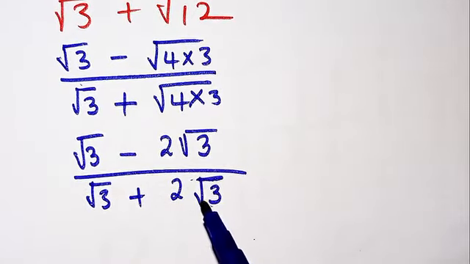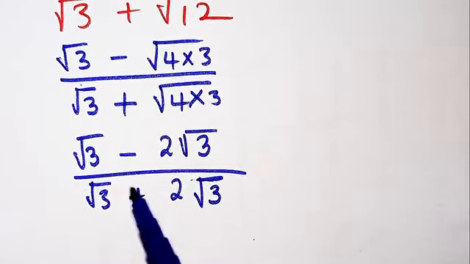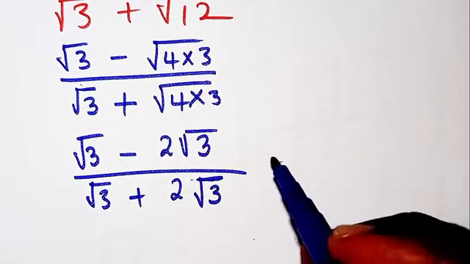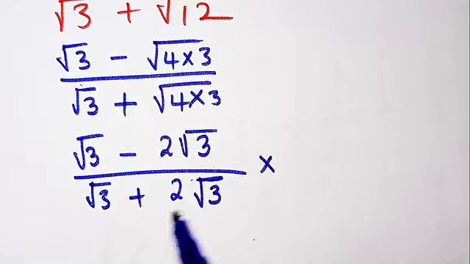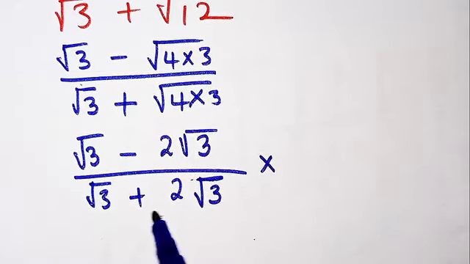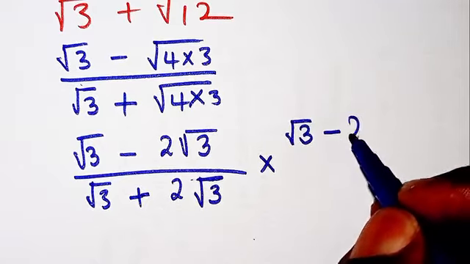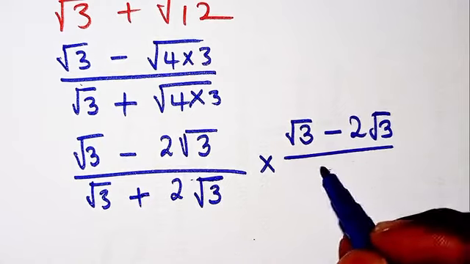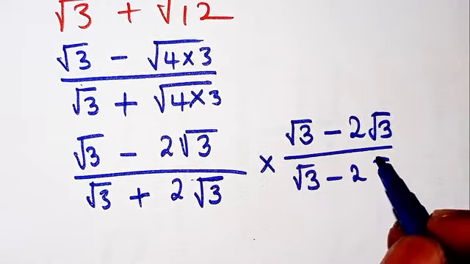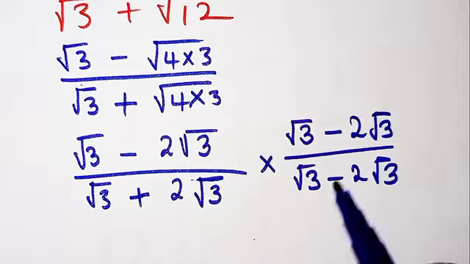So now from there, the next thing we are going to do is to rationalize. We're going to rationalize this denominator by multiplying both numerator and denominator by the conjugate. So what do we mean by conjugate? We are just going to change this positive to negative. So root 3 minus 2 root 3, then root 3 minus 2 root 3. So that is the conjugate of what?